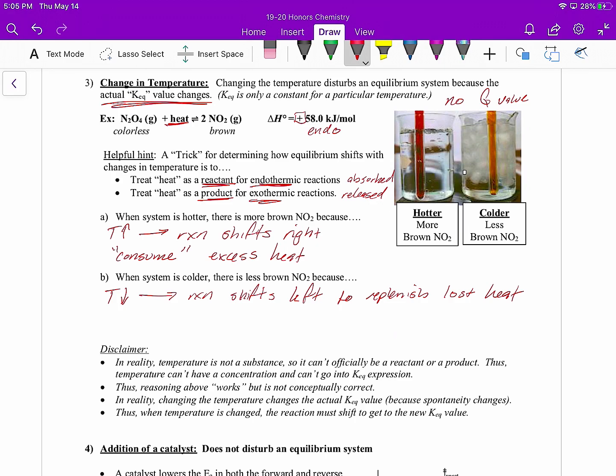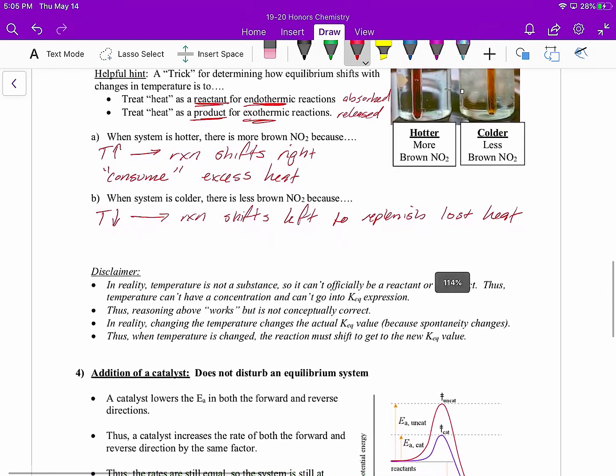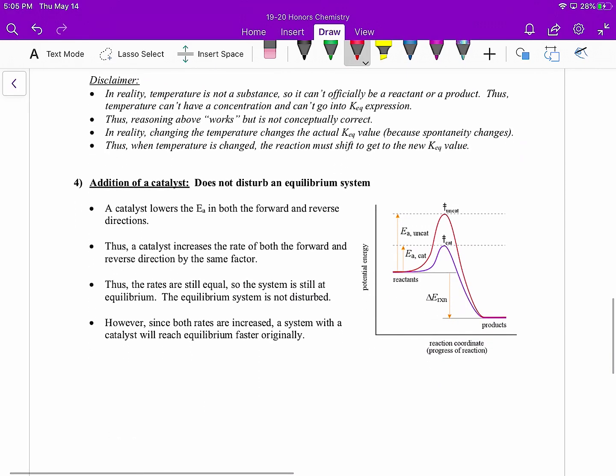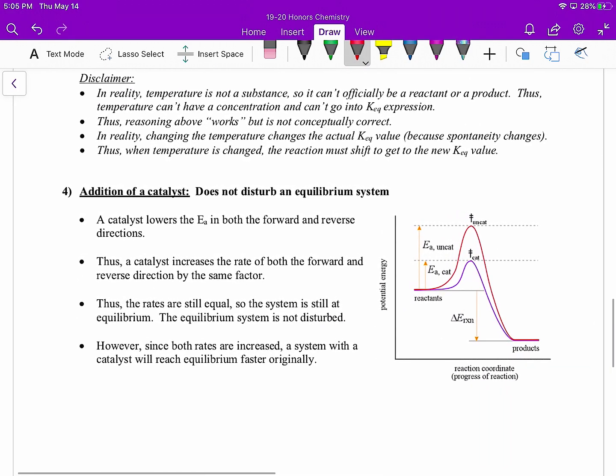Now again, this is just a shortcut because it's not really the case where heat is a reactant or a product. It's not actually participating in the reaction. But we're talking about how to shift the value of K one way or the other depending on what the value of the delta H is.